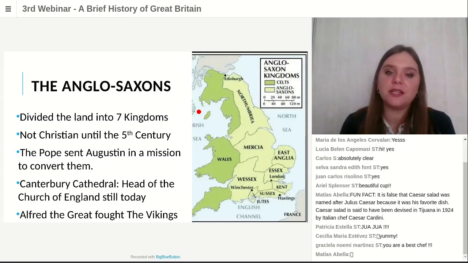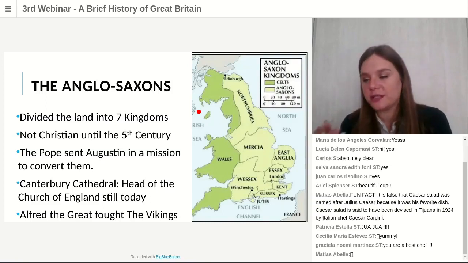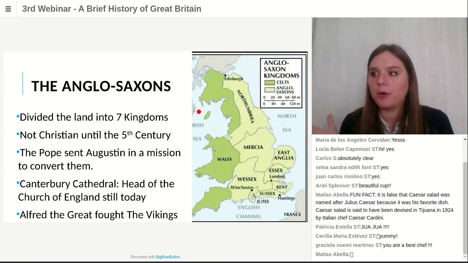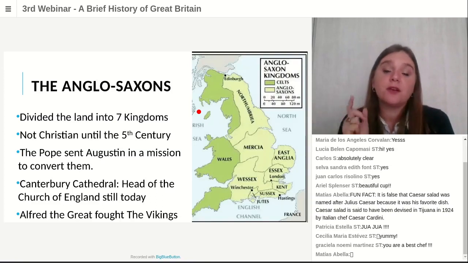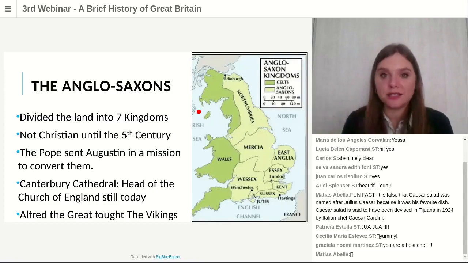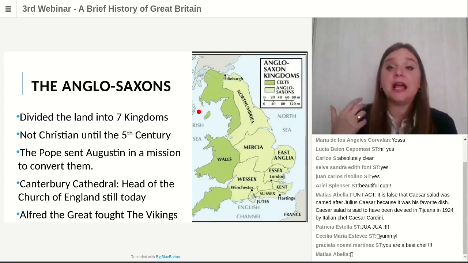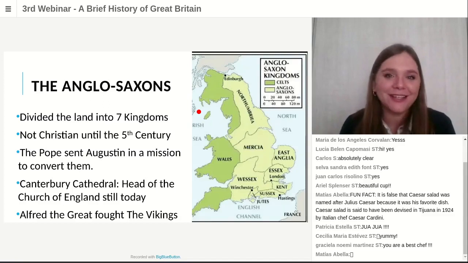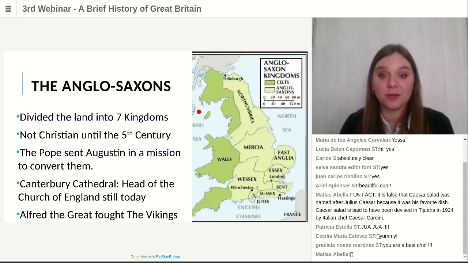They became Christian in the 5th or 6th century, most of them, because Pope Gregory I, the Pope of Rome, of course, sent Augustine on a mission to convert them to Catholicism. Again, as I said before, the Catholics are very all-in kind of people, and they really, really outdo themselves.